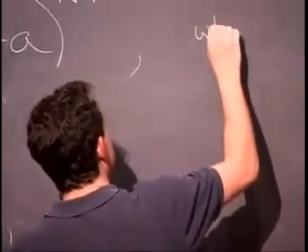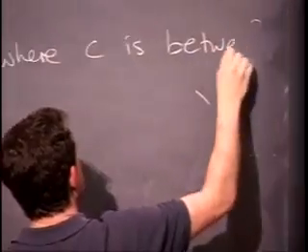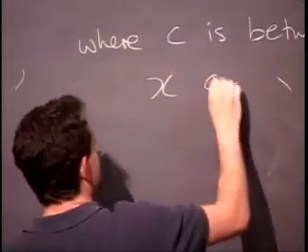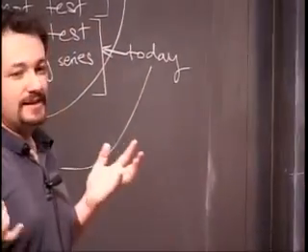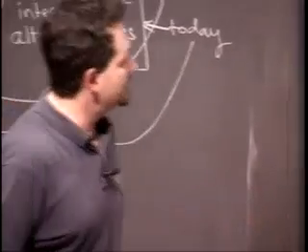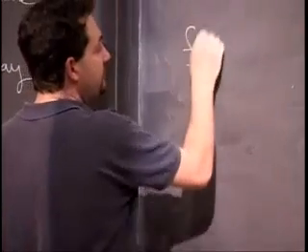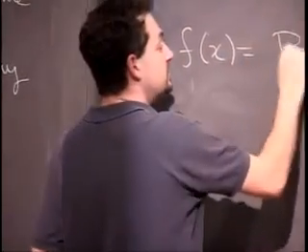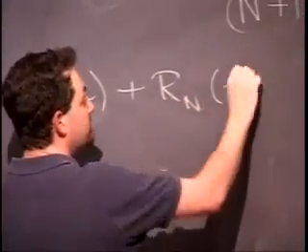But you do know something about c. It's between x and a. So if a is quite close to x, then this really pins down what c is. So, looks a bit weird. Let me write down the complete theorem then. F of x is Pn of x plus Rn of x. Well, that's just by definition.